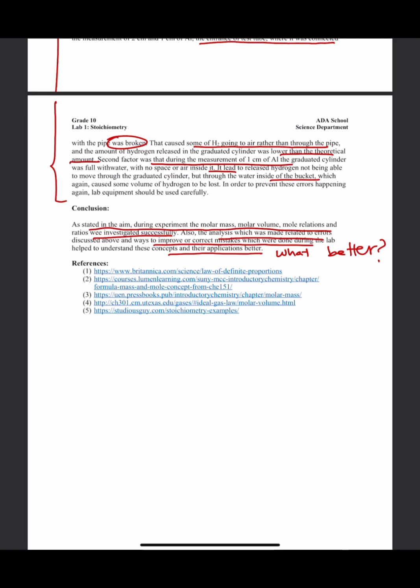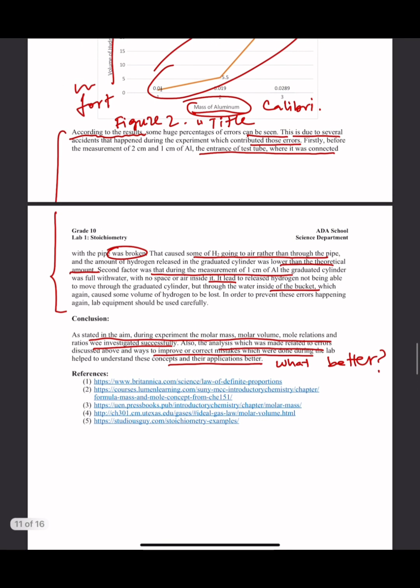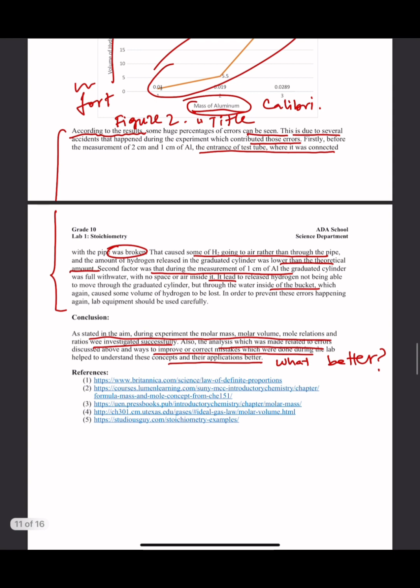Okay, you need to improve the experiment, right? Mistakes were done during the lab. Help to understand this concept. So this is part of it. It is missing. So from here I would give 7 out of 10.